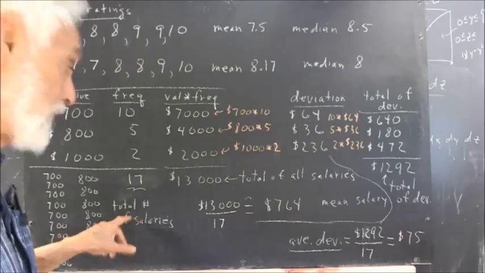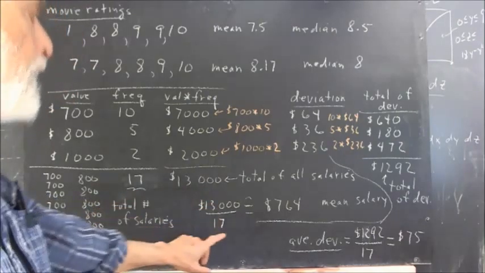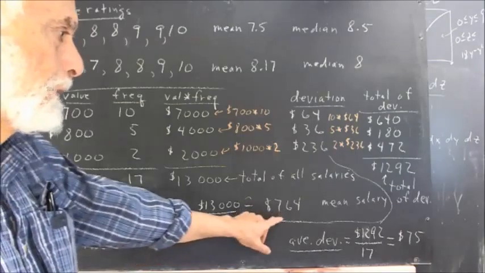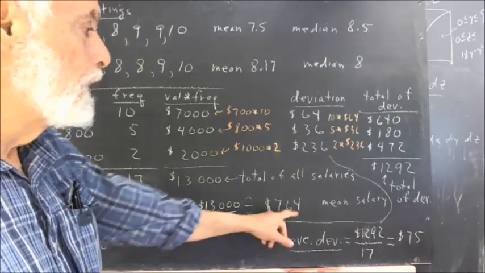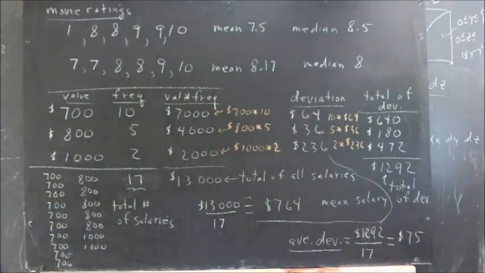So we find the mean by dividing the total, 13,000, by the number of salaries, 17, and we get about $764, which is our mean salary. So that's a fairly straightforward calculation.